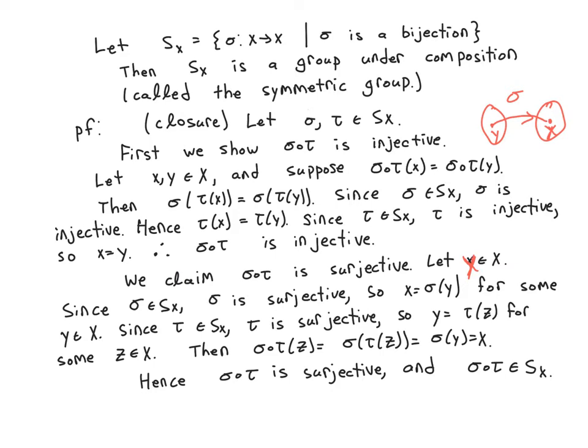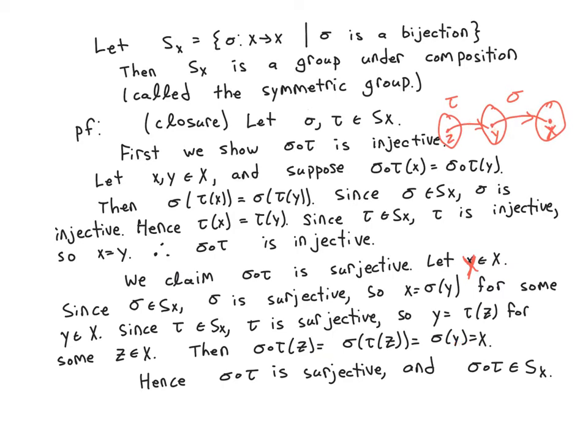I mean, that doesn't tell us how to get to the composition yet, but we have two functions going on. Because tau is surjective, we know that there's some point in x such that tau maps z to y. And since sigma is surjective, x equals sigma of y for some y in X. Since tau is a bijection, tau is surjective, so y equals tau of z for some z. Then sigma composed with tau applied to z is sigma of tau of z, which is sigma of y, which is x.